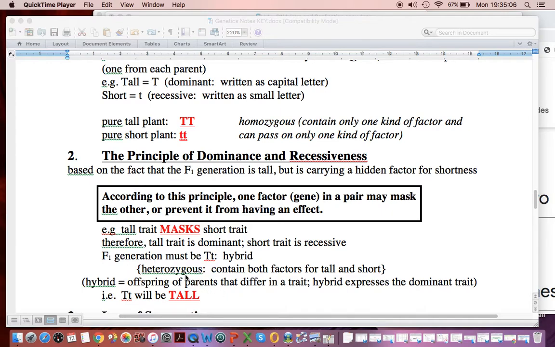The word we use is heterozygous, hetero meaning different. And backtracking, here we had 2 of the same genes, and there we had 2 of the same genes, so those are homozygous. This would be homozygous dominant, homozygous recessive. Homo means the same.